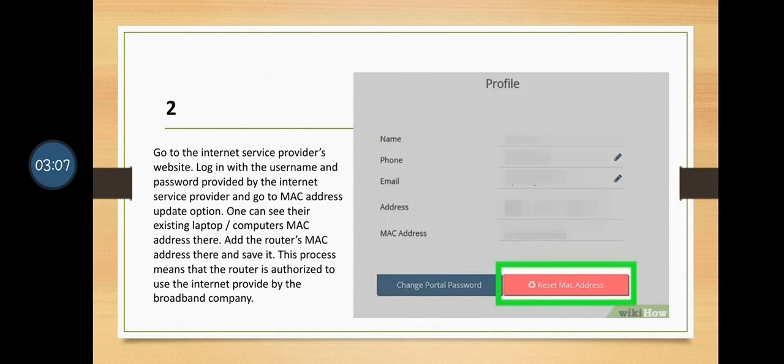2. Go to the internet service provider's website. Log in with a username and password provided by the internet service provider and go to the MAC address update option. One can see the existing laptop or computer's MAC address there, add the router's MAC address, and save it. This process means that the router is authorized to use the Ethernet provided by the broadband company.